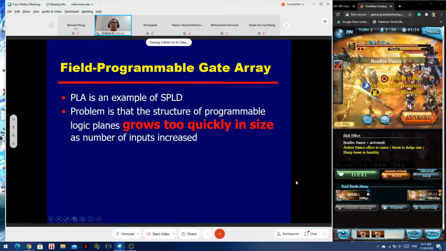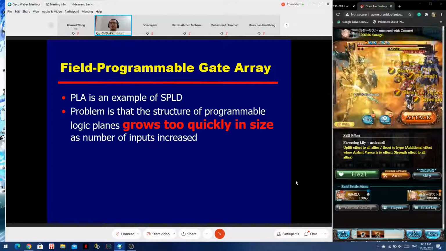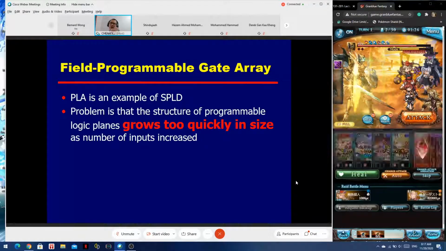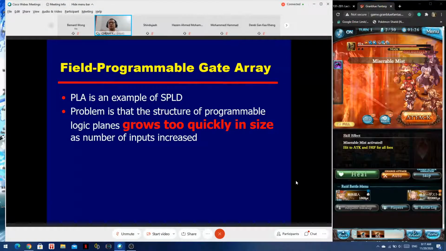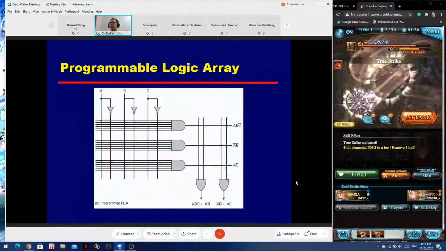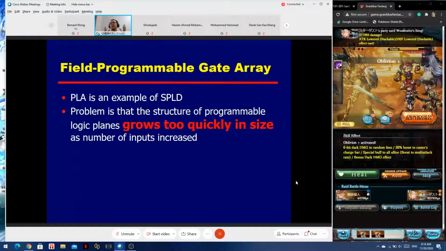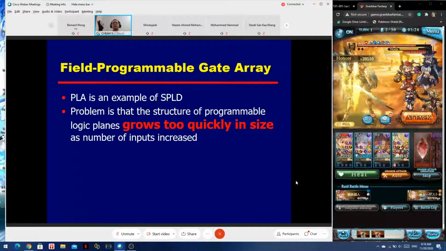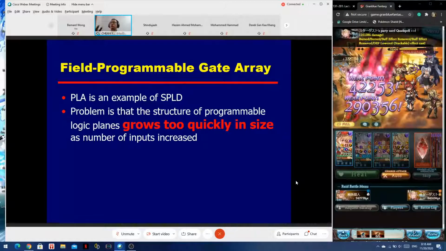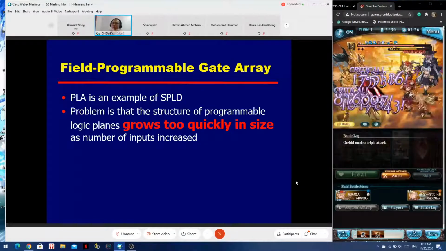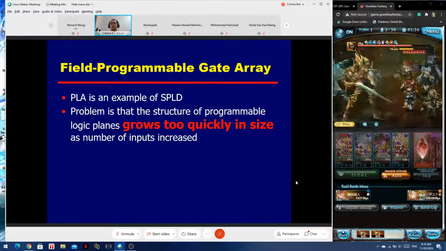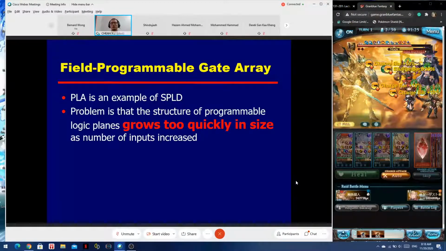So the PLA is just a simple example of a PLD. Okay, but what if the variety of functions that you need grows a lot? Now it just shows you two functions only. What if you want something that implements lots and lots of functions? Like for example, certain microcontrollers will require a large deal of functions, not just two functions only, right? So what if you have a large number of functions to implement?